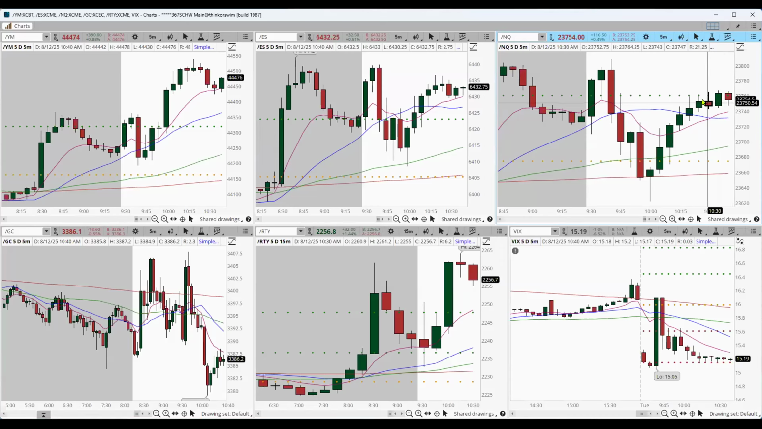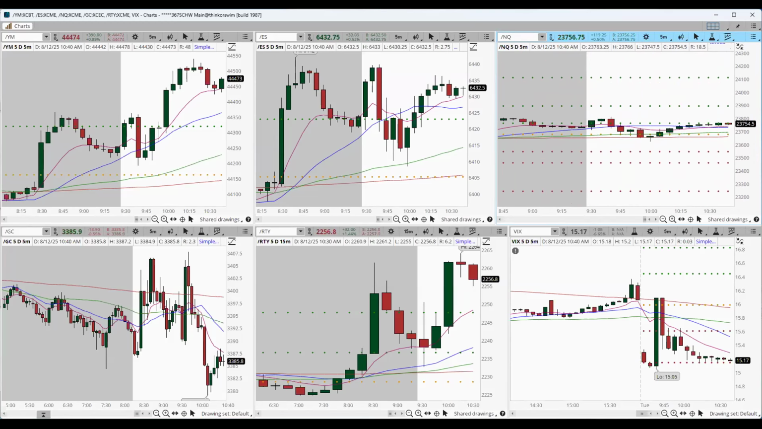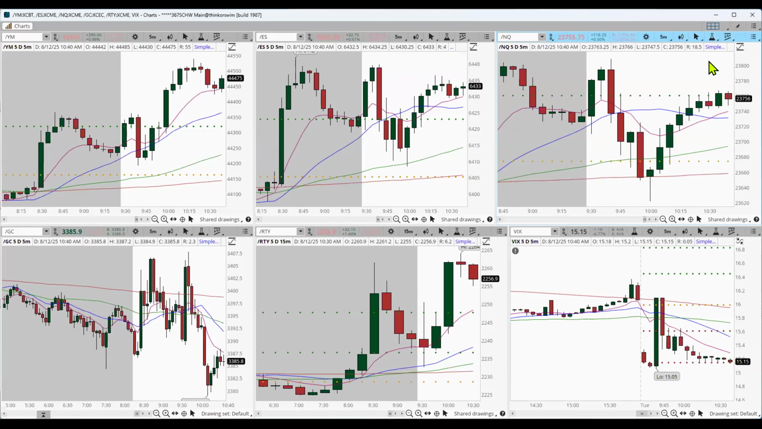The dotted lines that you see here are pivot points. I have been trading with pivot points since 2007. Oh my God, for 18 years. I must have been a baby when I started trading, right? Same thing. 2021 is the same. It doesn't matter.